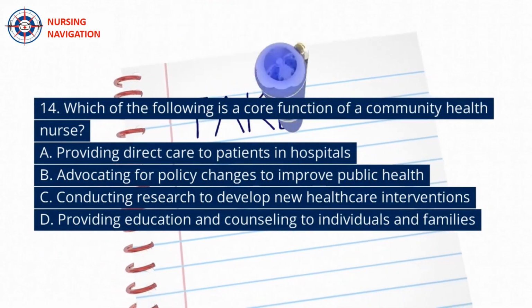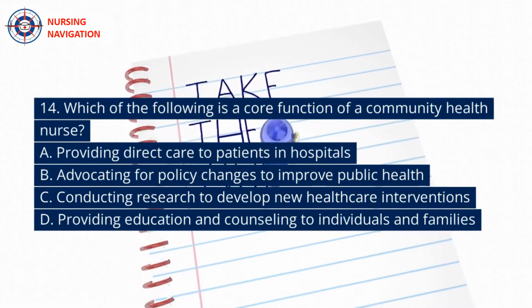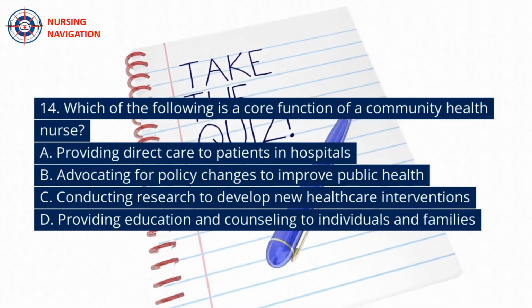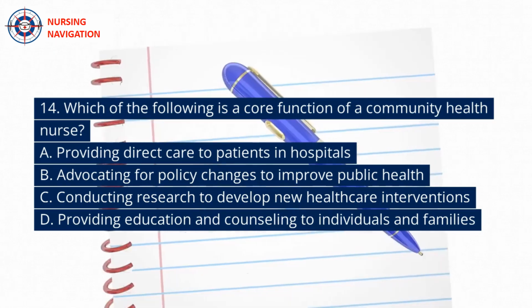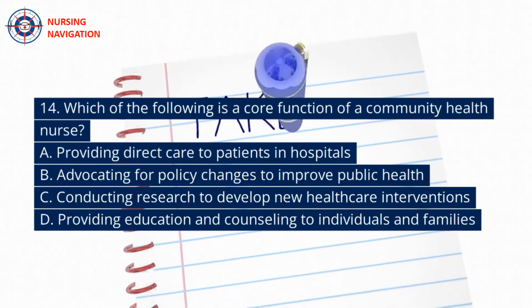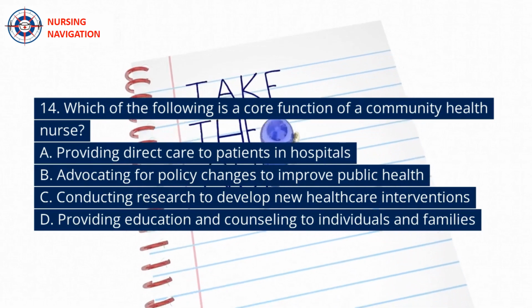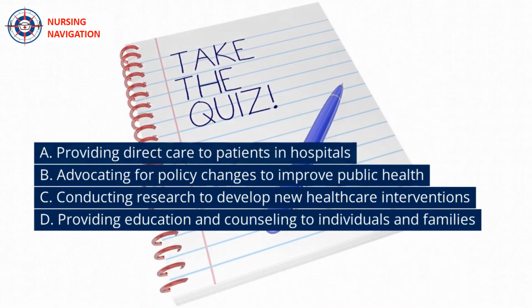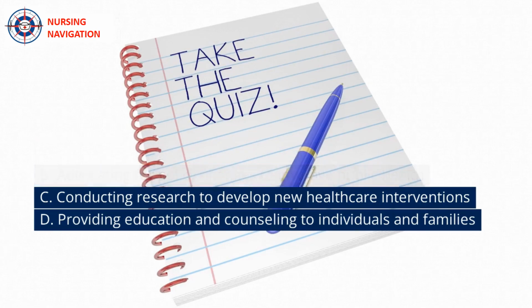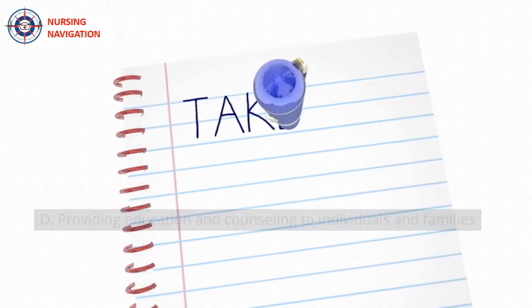14. Which of the following is a core function of a community health nurse? A. Providing direct care to patients in hospitals. B. Advocating for policy changes to improve public health. C. Conducting research to develop new healthcare interventions. D. Providing education and counseling to individuals and families.